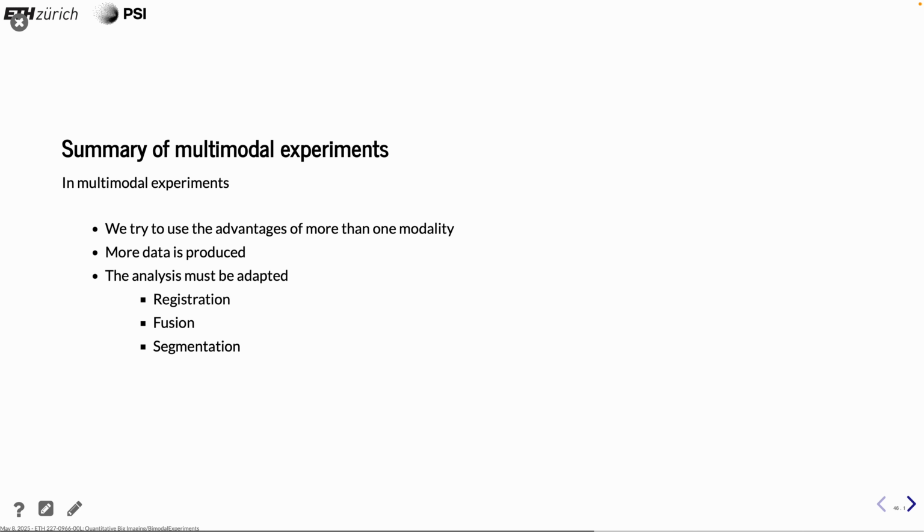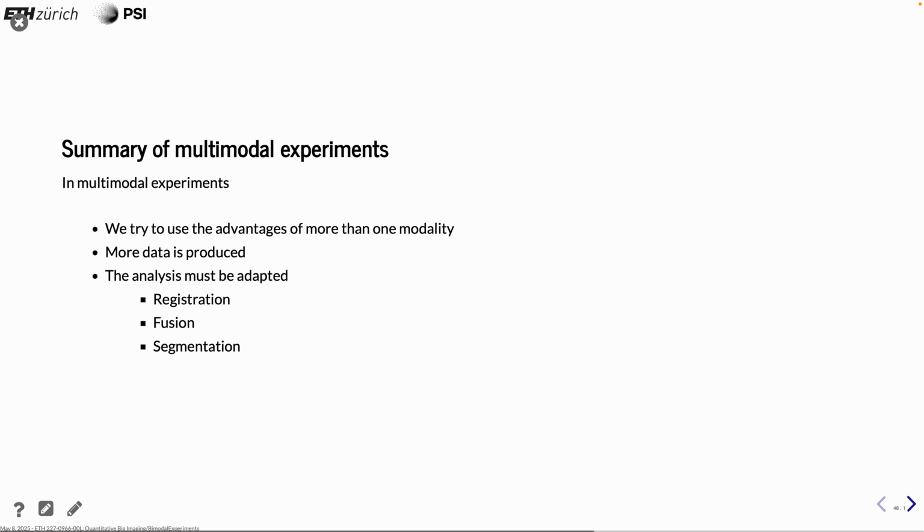So, to summarize for the multimodal experiments, and also for the first part of this lecture, what we try to do in a multimodal experiment is to take advantage of more than one modality in order to get clearer answers about the constitution of your sample or the process that you want to observe. Naturally, more data is produced. It depends on the modality and image sizes, but let's just say you get twice as much data all of a sudden.